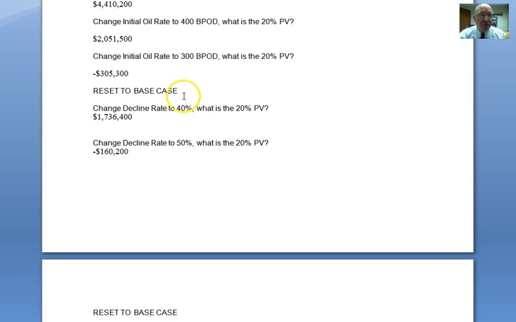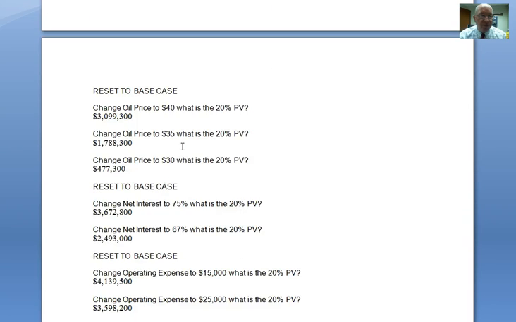What about with the decline rate? If we go from 30% to 40%, we cut significantly into the profitability of the well. And remember, that is the annual decline rate, the amount production tails off each year. And if we go to 50% annual decline rate, the well becomes unprofitable.